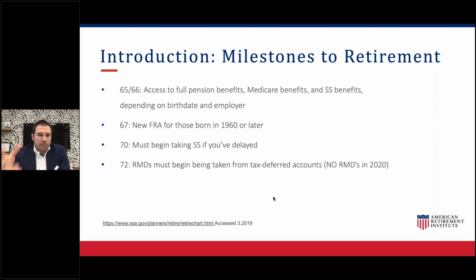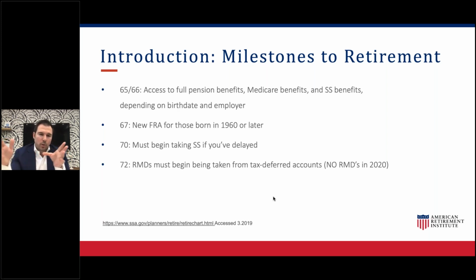72, RMDs have changed. Required minimum distributions have changed. Two things. Number one, in December of 2019, Congress passed what's called the Secure Act, setting every community up for retirement enhancement. Part of that Secure Act was bumping RMD ages from 70 and a half to 72.